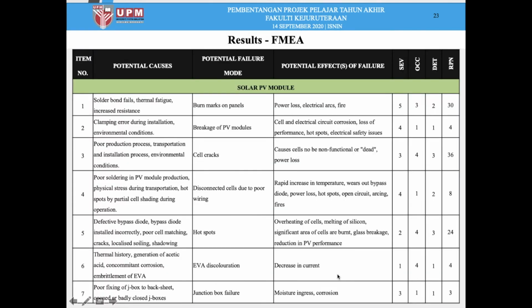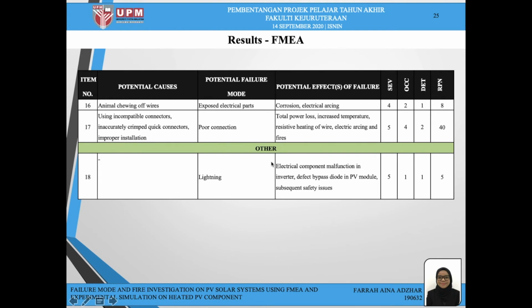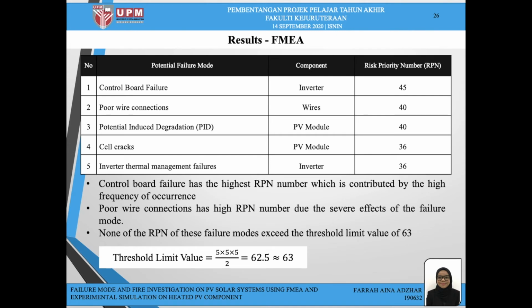Now for the results. This is the FMEA table that I constructed from the literature review as well as from the survey. As you can see here, this is the FMEA for the solar PV module. We have the causes, the potential failure mode, the effect of the failure, and the severity, occurrence, and detection ratings for each failure mode, as well as the RPN that is obtained by multiplying the three different values. This is for the solar PV module. This is for the inverter, as well as connector and wire failures, and other failure modes.